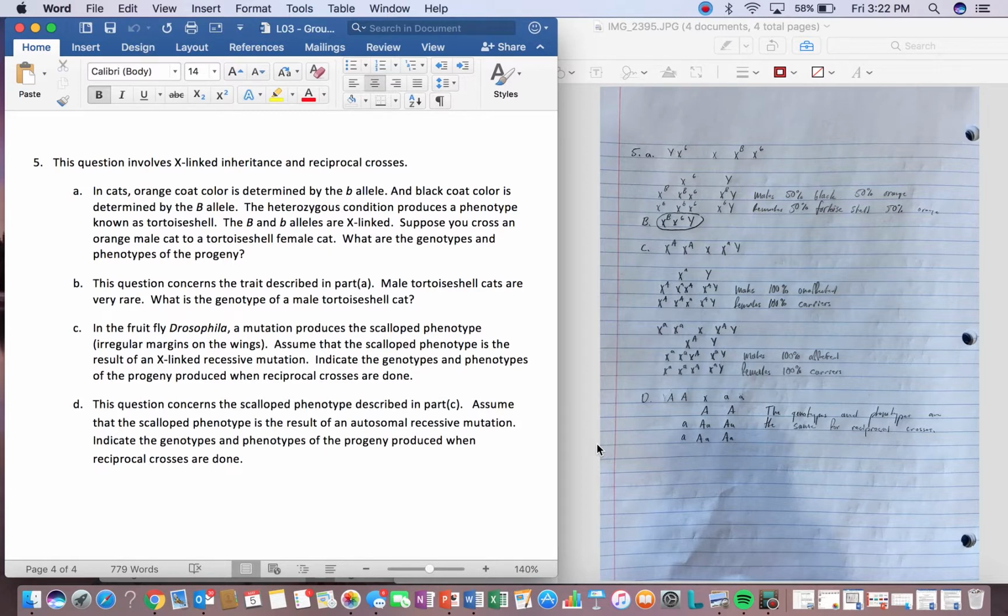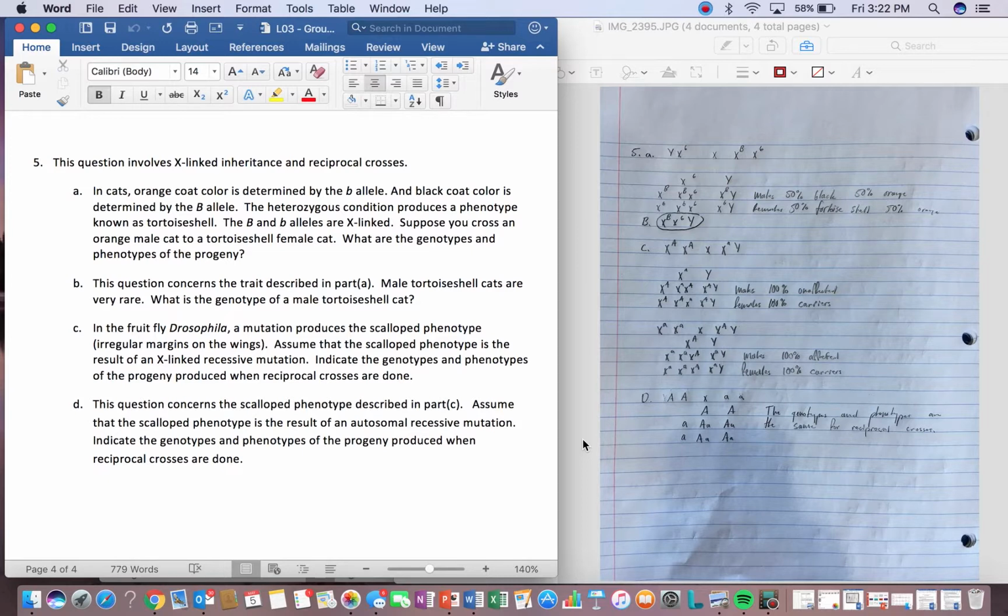Oh, yeah. Okay, anyways, 50% of the females will be tortoiseshell, black and orange, and 50% will be orange. Okay, so then part B. This concerns the trait described in part A. Male tortoiseshell cats are very rare. What is the genotype of a male tortoiseshell cat?